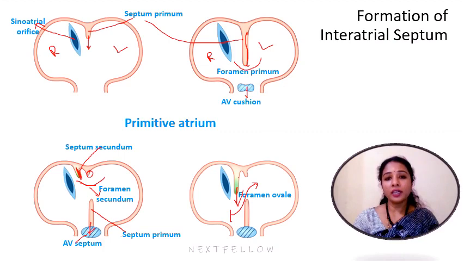So the interatrial septum is thus formed by two septa: septum primum, which forms the lower part of the interatrial septum, and septum secundum, which forms the upper part. Later, just at the time of birth or immediately after birth, the septum secundum and primum approximate each other and completely fuse, closing this foramen ovale.